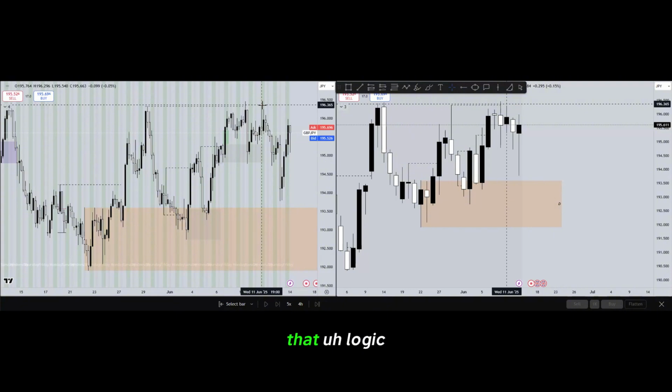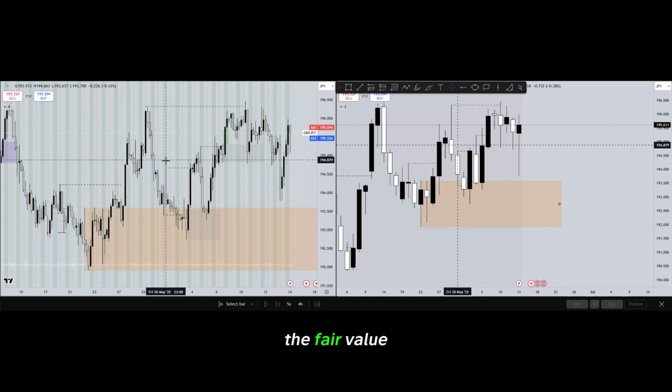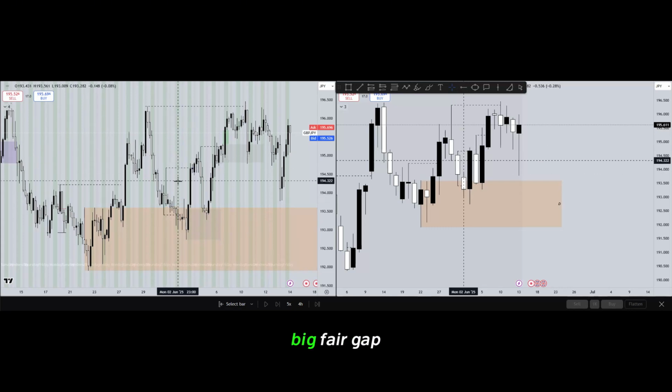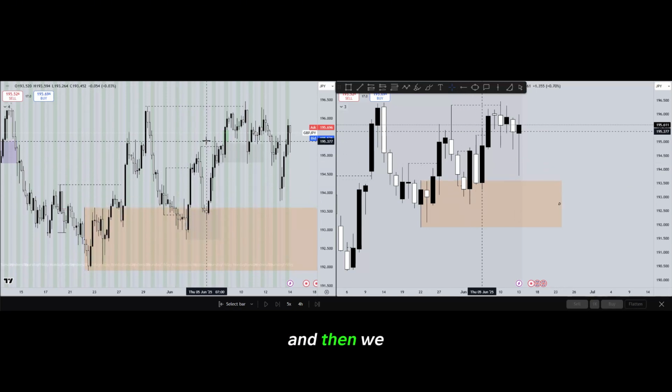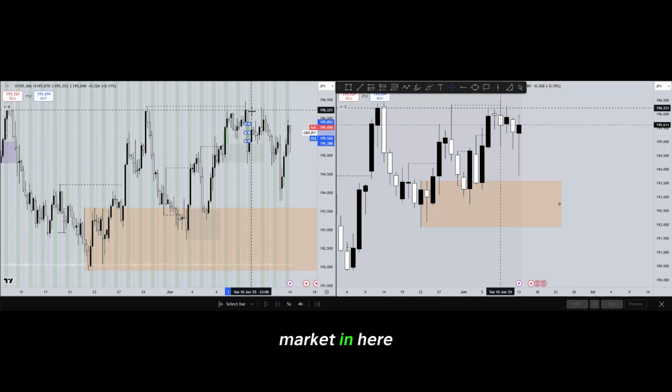We can see that logic work in multiple areas. So see, it has mitigated the fair value gap here, continued lower. There's a big fair value gap here. There's a minor fair value gap here as well, continued higher. And then we have created a new fair value gap, involvement of the institutional money right here. See how the price sold from this demand zone with the big bearish candle. So at this point, there is an indication. See, the sellers are in the market here. So when price mitigates either this zone or this supply zone, we can look to sell.